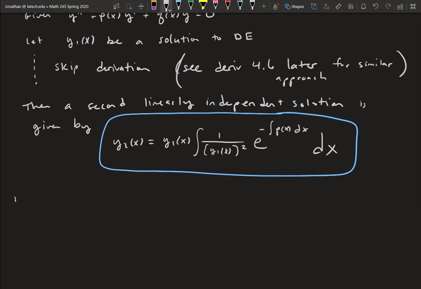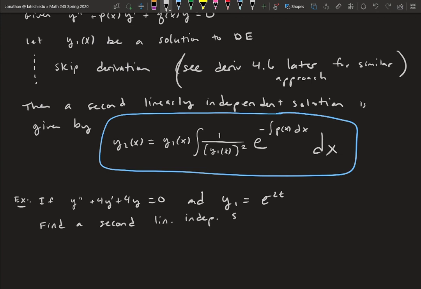So example, let's say y double prime plus 4y prime plus 4y equals 0 and y1 equals e to the negative 2t. Find a second linearly independent solution, y2.